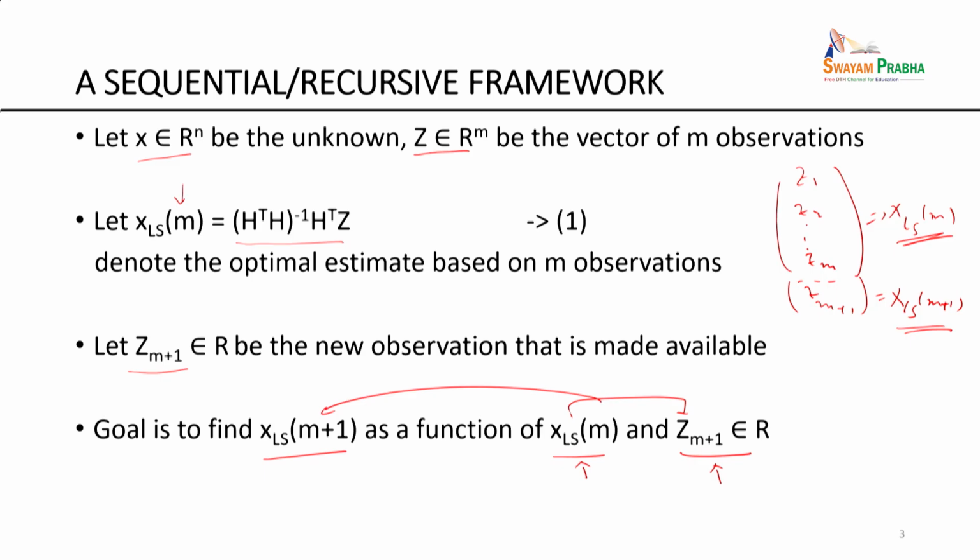That means I have invested money in computing XLS of m. I don't want to waste it. I want to build on my current knowledge by protecting all the investment I have made in computing the old solution. So what is the incremental computation I need to do to be able to update the solution is what we are after. Again, we are talking about model building. We are talking about estimation. We are talking about estimation within the context of regression problem, least square regression problem, online least square regression problem.